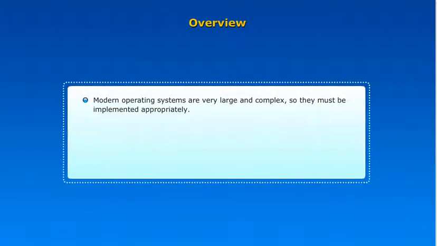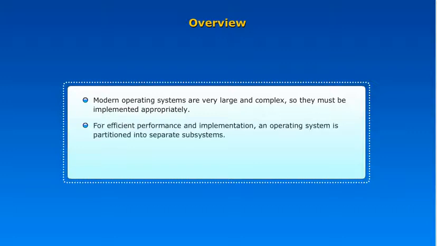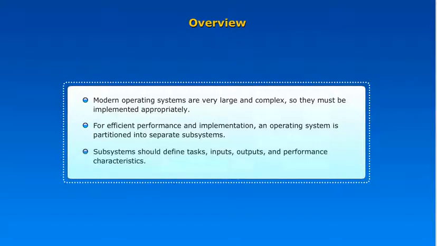Overview. Modern operating systems are very large and complex, so they must be implemented appropriately. For efficient performance and implementation, an operating system is partitioned into separate subsystems. Subsystems should define tasks, inputs, outputs, and performance characteristics.